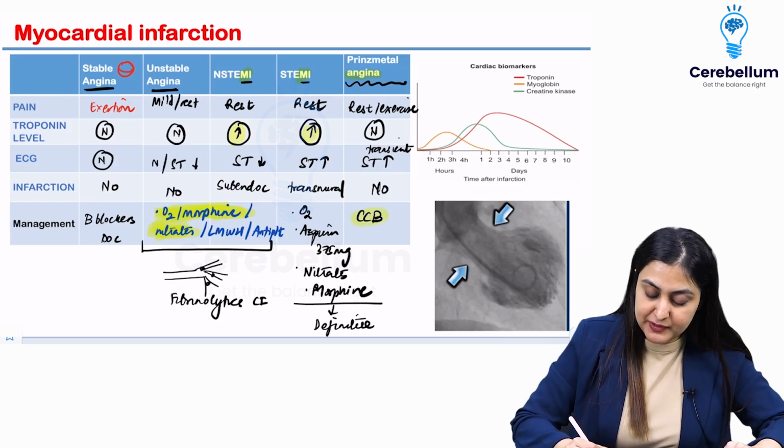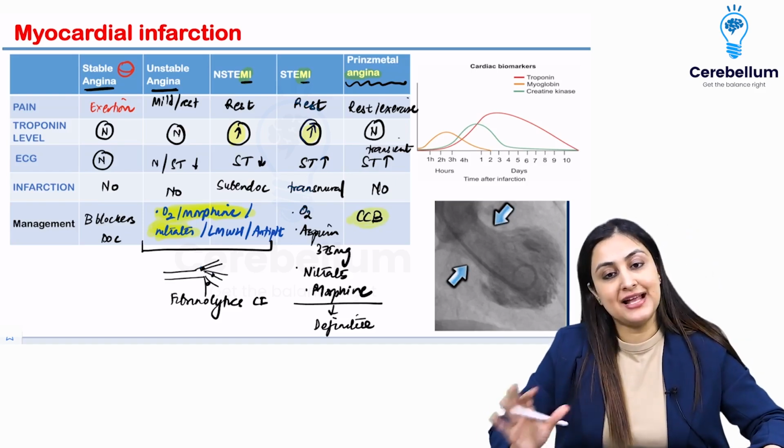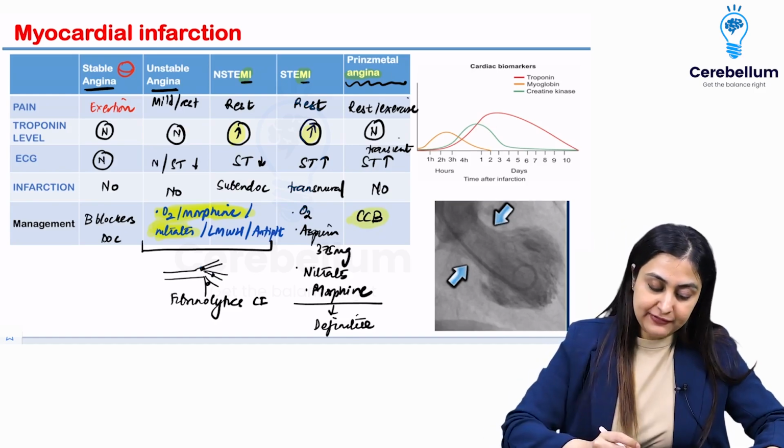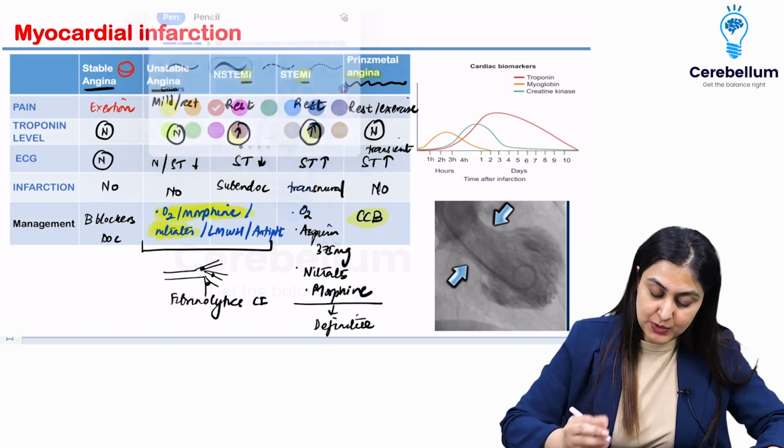This is very important because this is unique. We're going to give them calcium channel blockers to protect against vasospasm, okay? And one differential which I have told you here is Takotsubo cardiomyopathy. So this we already talked about.